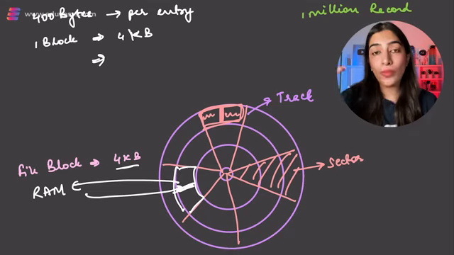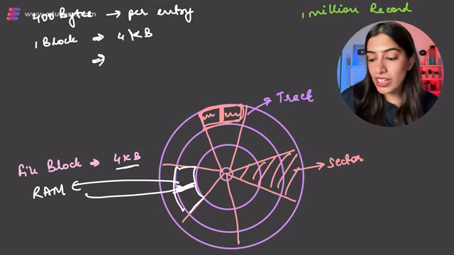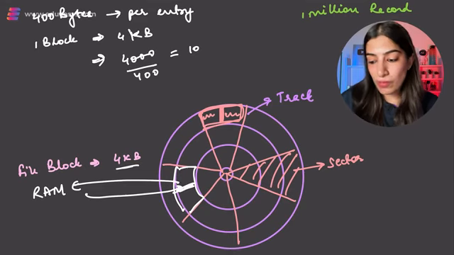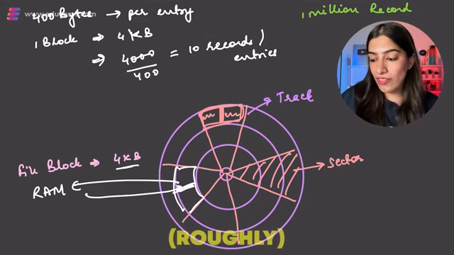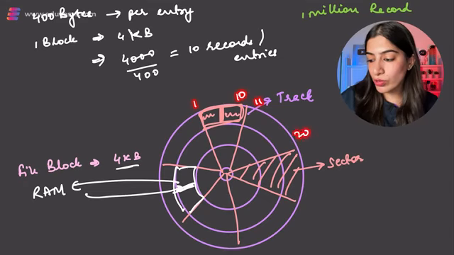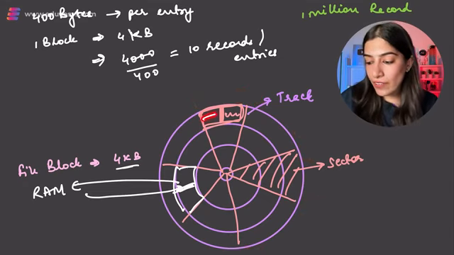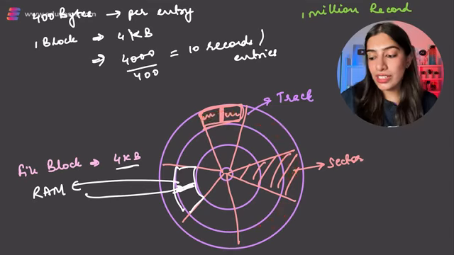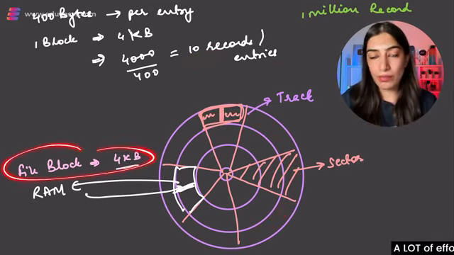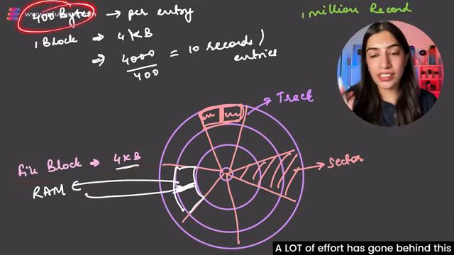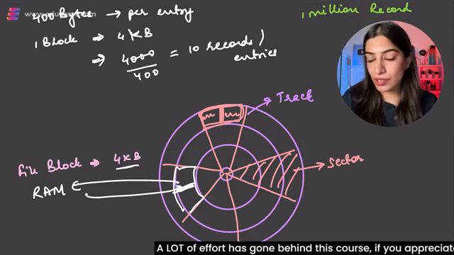So how many entries or records can it store? That means 4000 bytes divided by 400 bytes, so one block can store 10 records or 10 entries, correct? It might look something like this: 1 to 10 over here, 11 to 20 over here, 21 to 30 over here, 31 to 40 over here. Every single block stores 10 records. So I'm assuming every block can store up to 4 KB and every entry takes 400 bytes. This is just an example to understand.